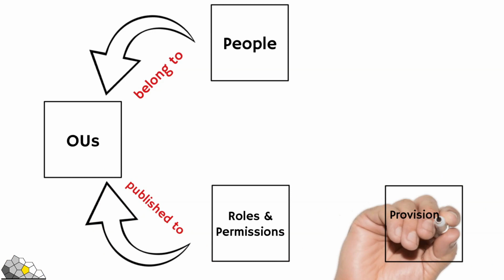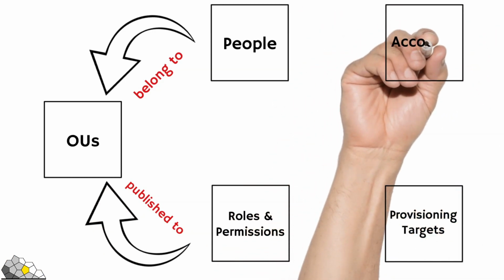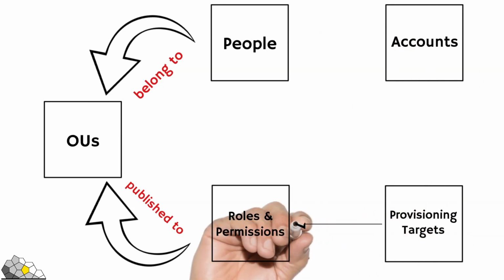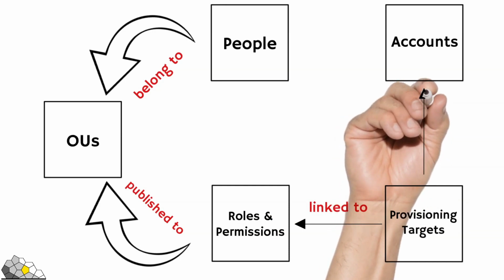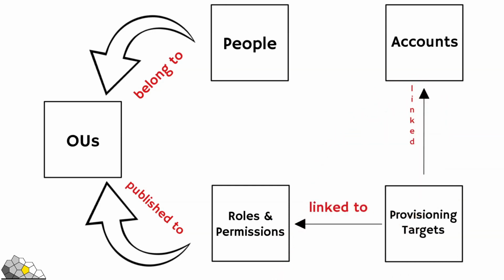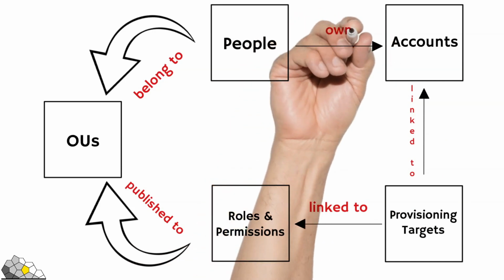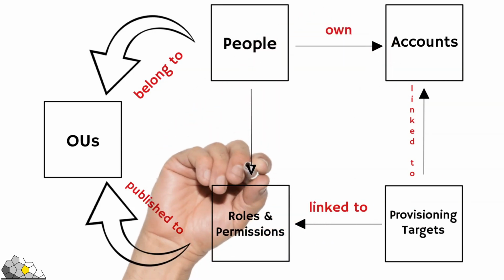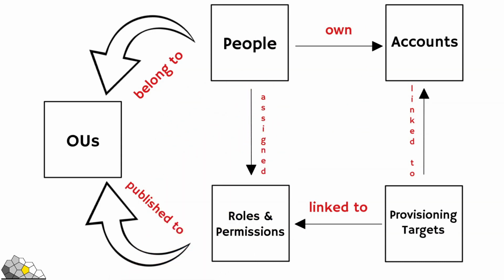And provisioning targets, such as Active Directory and Salesforce and the like, provide low-level permissions which can be wrapped up in business roles and also provide us with a list of accounts, many of which we will want to assign ownership to a person or an identity. And of course, those people are assigned roles and permissions either directly through automatic assignment as part of a birthright entitlement, directly via manual assignment, or inherited via discovery of the permissions that have already been assigned in the target system.